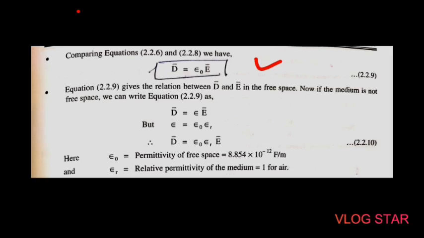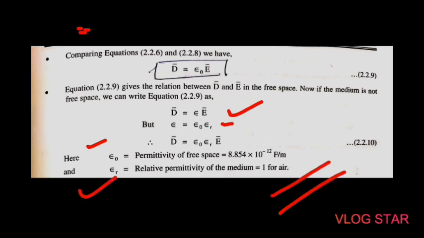Now if the medium is not free space, then we can write D bar is equal to epsilon E bar. Here the value of epsilon is epsilon 0 epsilon r. The value of epsilon 0 is 8.854 into 10 raised to minus 12 farad per meter, that is the permittivity of free space, and epsilon r is the relative permittivity of the medium, which has the value 1 for the air medium. So we can write D bar is equal to epsilon 0 into epsilon r into E bar.